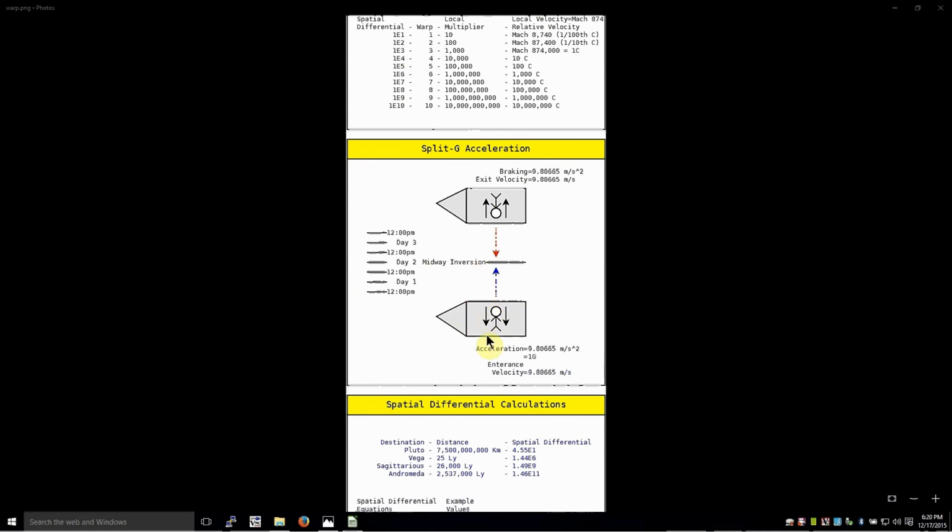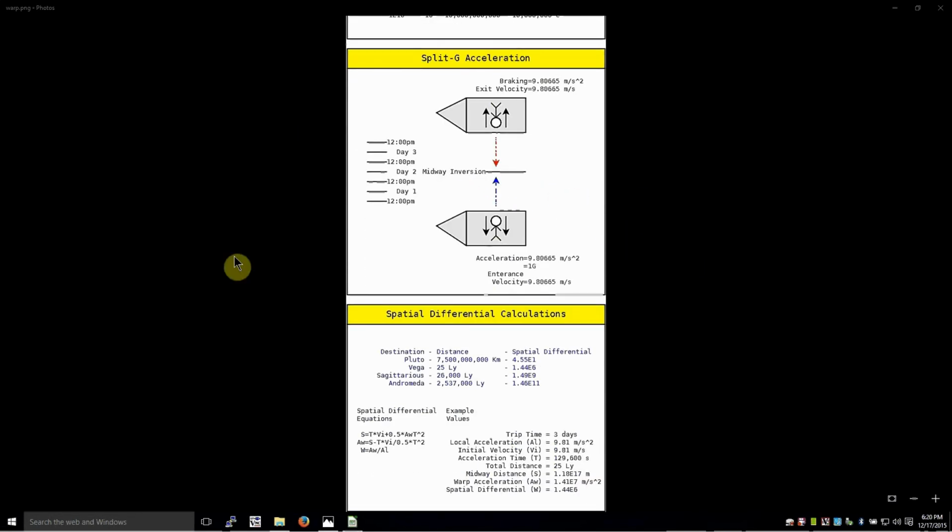It also helps with adapting, like say you're going to a place where the gravity is different. You can adapt to the gravity of your destination by changing your acceleration and deceleration rate, and it would not be as much of a shock to your system. It's just important to remember to invert the craft midway and start the braking. You could also adapt to, let's say, the day and night time of wherever you're going, reduce jet lag, whatever. Anyway, that leads to the last part, which is the spatial differential calculations.